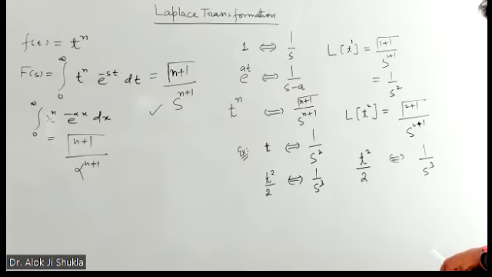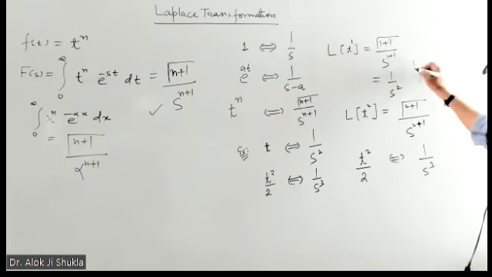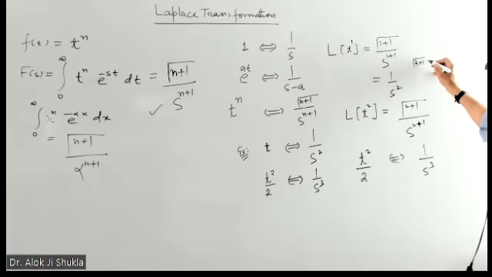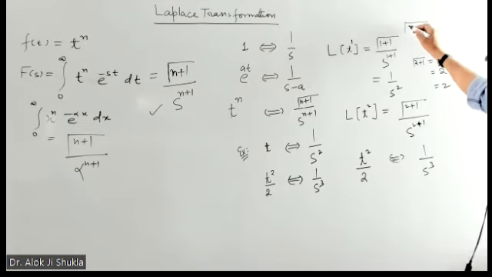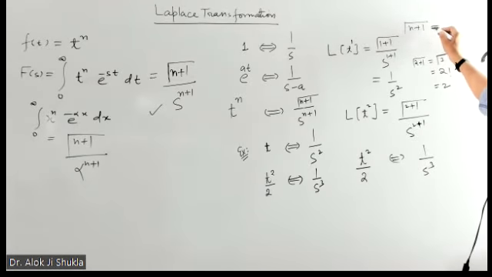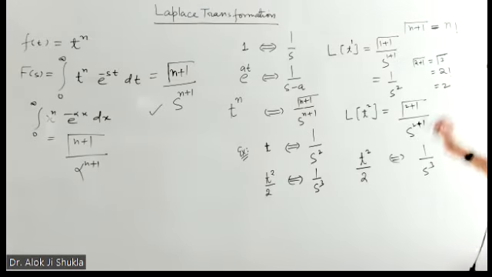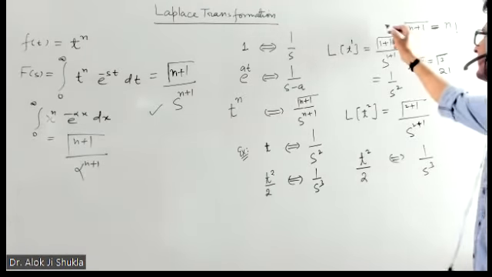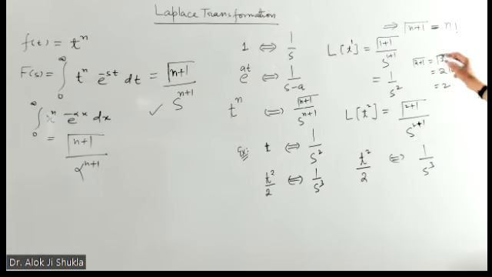Here, gamma 2 plus 1 is gamma 3, which is equal to 2 factorial, which is equal to 2. Don't say gamma means factorial. If n is a number, and n plus 1 is also a number, then gamma n plus 1 is n factorial, okay?